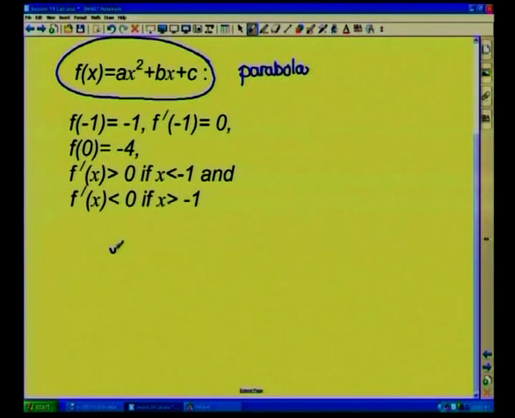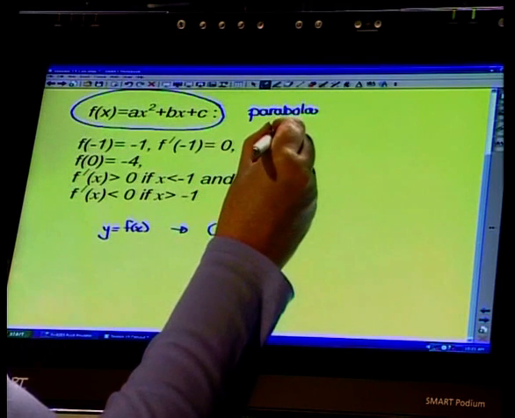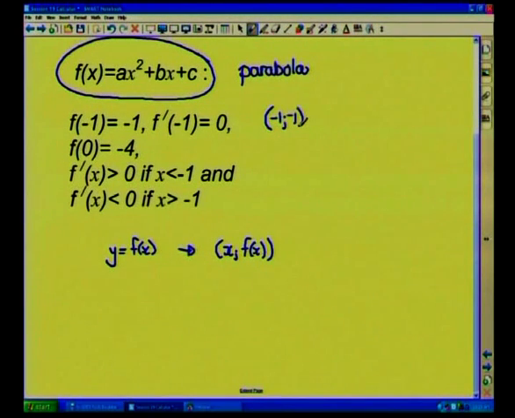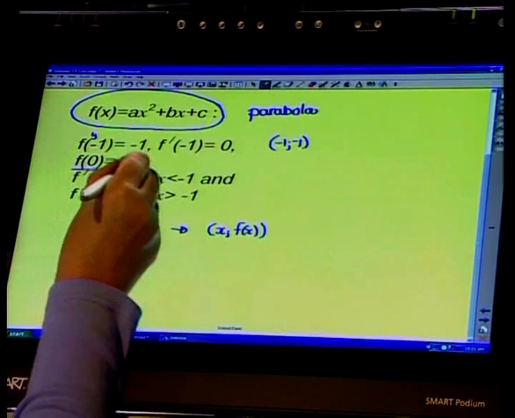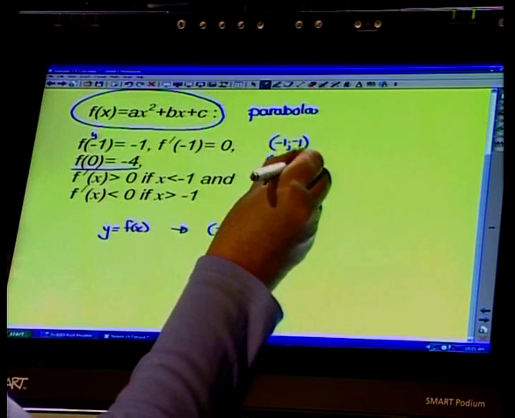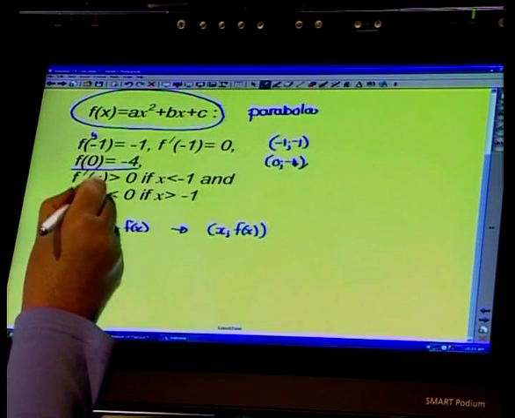Do you remember an earlier session where we learned that y equals f of x? I talked about the fact that this would produce a coordinate x, f of x. So in actual fact, what this is giving me is a coordinate. It's saying there is a coordinate where x was minus 1 and y was minus 1, because f of minus 1 is the y value. This is not a coordinate; we'll talk about that in a moment. This one here is also a coordinate. It says if x is 0, y is minus 4. And again, this notation is not coordinates.